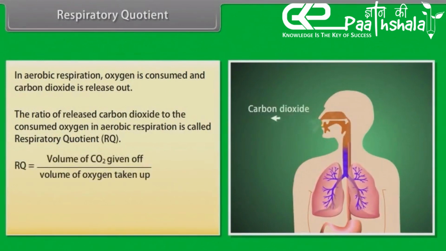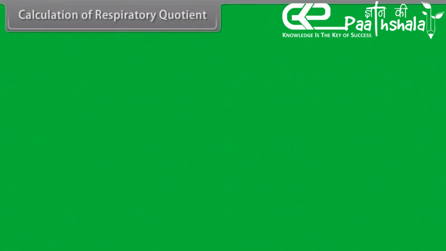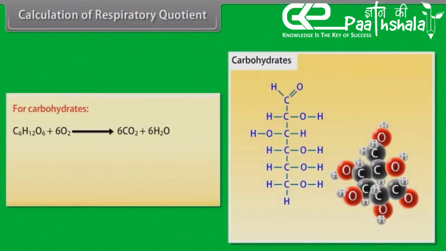RQ is equal to volume of CO2 given off upon volume of oxygen taken up. The value of the respiratory quotient depends upon the respiratory substrate. Calculation of respiratory quotient. For carbohydrates, C6H12O6 plus 6O2 gives 6 CO2 plus 6 H2O. Respiratory quotient can be calculated as 6 CO2 by 6 O2 is equal to 1.